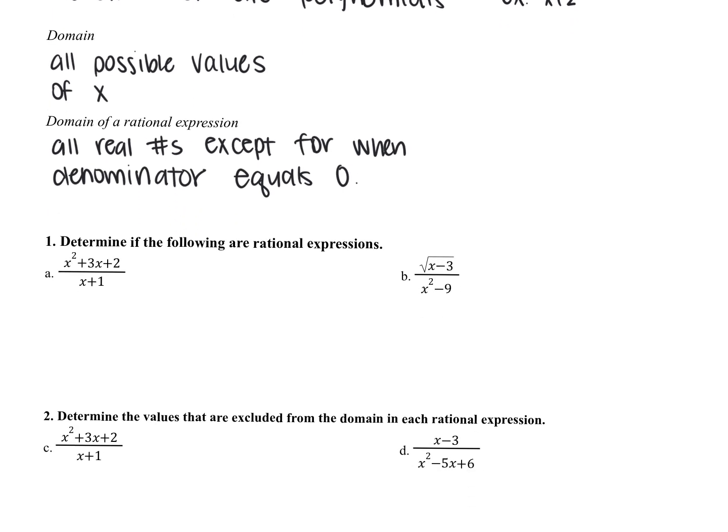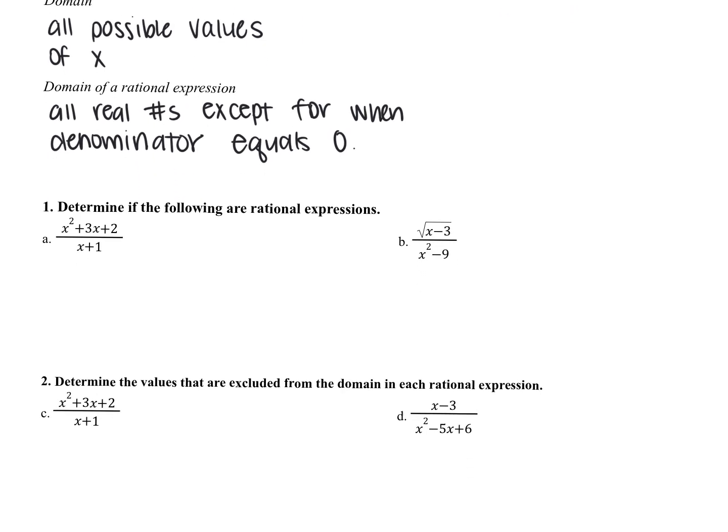So let's start with a couple examples when we determine if we have a rational expression. So you have x squared plus 3x plus 2 all over x plus 1. So I look at the numerator. X squared plus 3x plus 2 is a polynomial. It's a quadratic. We just did that in Module 4. X plus 1 is also a polynomial. It's a linear equation. So the answer is yes.